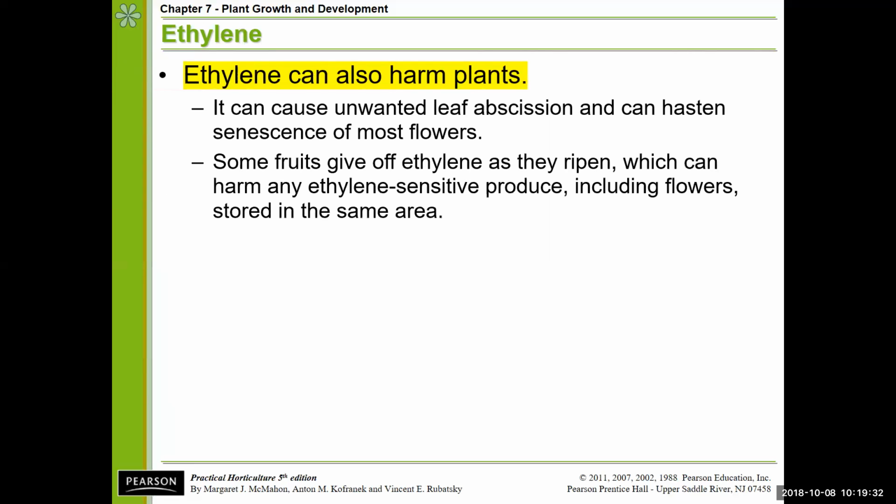If you guys want to conduct a little experiment at home, it's pretty cool to see. If you take an apple, or even just parts of an apple, and put it in a closed airtight container with, for instance, a potato, it'll cause the potato to sprout. If you put it in with a flower, it will cause the flower to quickly senesce.